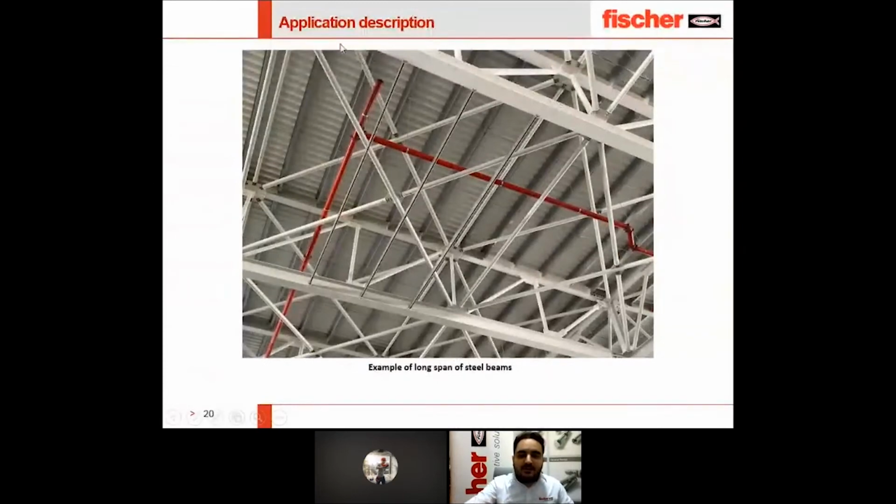And in this one we have a very long span from this beam to this beam. So we need to make a secondary support system here to avoid any deflection or any problem with deflections. Okay.